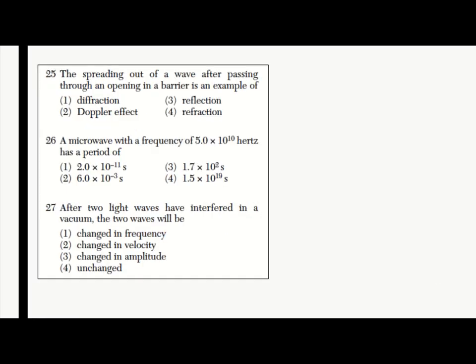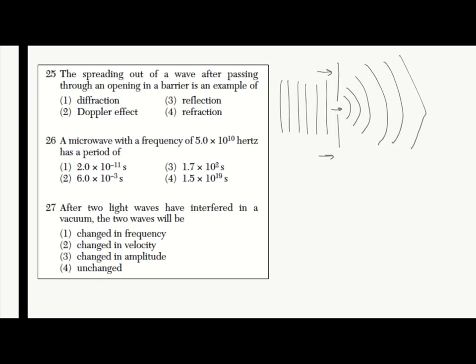Number 1, the spreading out of a wave after passing through an opening in a barrier is an example of, so I'm going to draw it right here. We get wave fronts approaching this. They bend through the opening. And then they sort of curve around like this, and that's how waves are able to spread out. And that's called diffraction. That's what diffraction looks like to illustrate what this wave phenomena is.